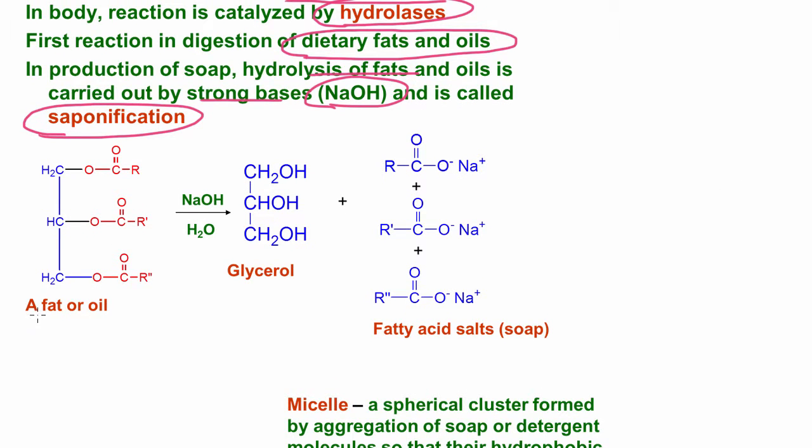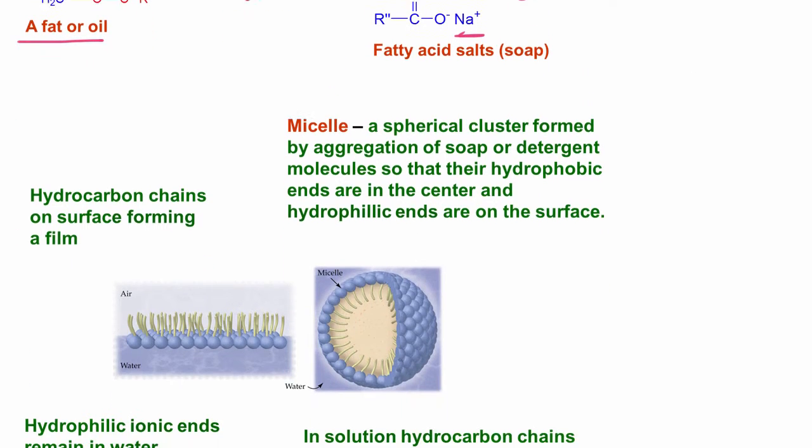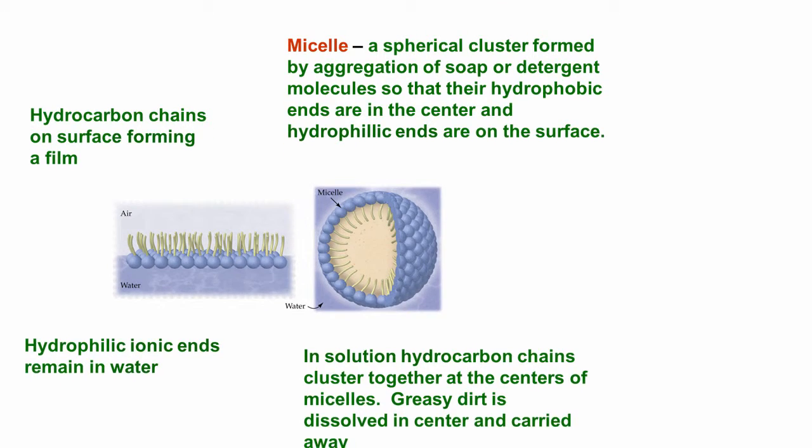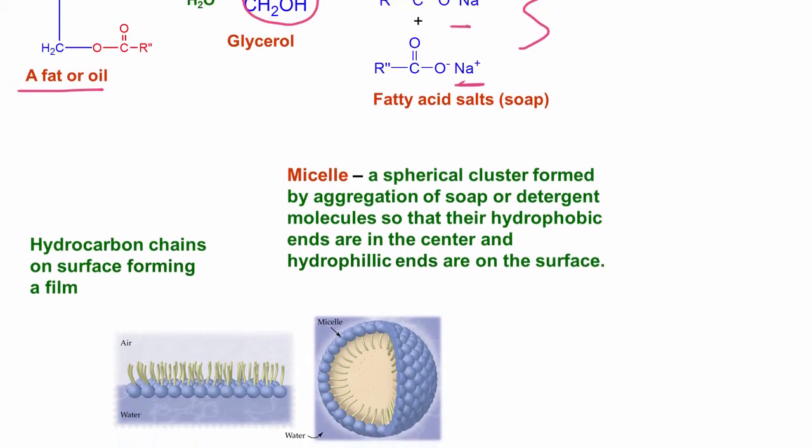For example, you could do this in the lab. You might have done it in your lab. Take a fat or an oil, and again, we have water and a strong base like sodium hydroxide. And look what happens. In this reaction, we end up with glycerol and three fatty acid salts. Notice these are the salts. This is the soap. Again, you've probably done this reaction in the lab, so I won't go into any more detail, but you should know what saponification is.